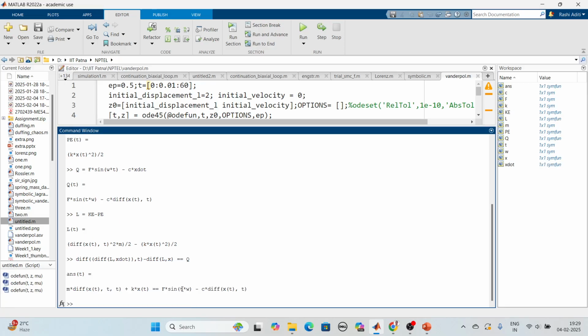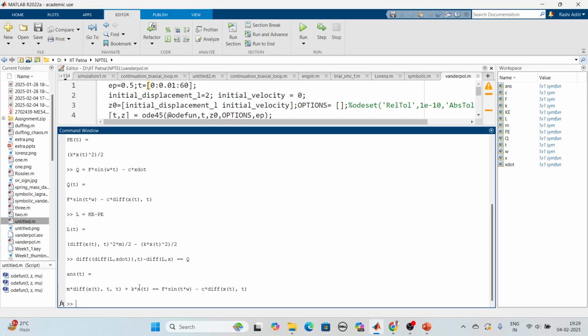Now see, we have got the equation of motion. How? Let us just cross verify. We have m multiplied by diff of x(t), t, t. The t, t means we have differentiated x with respect to t twice, which means what? Acceleration. m x double dot.